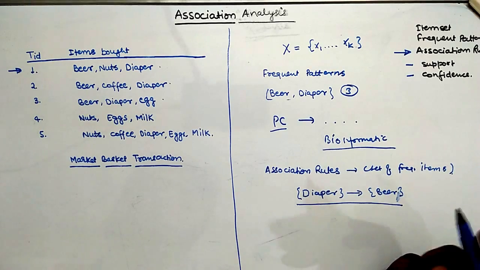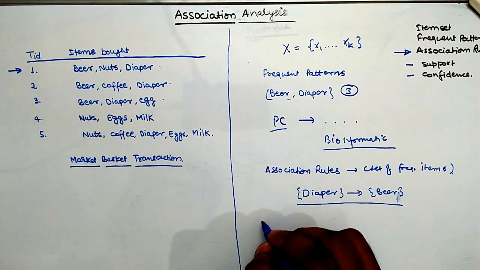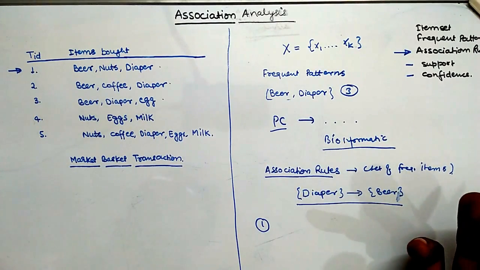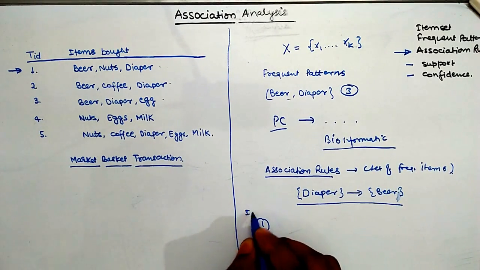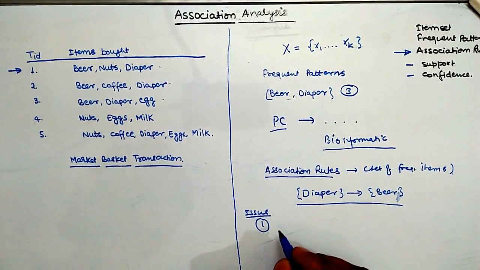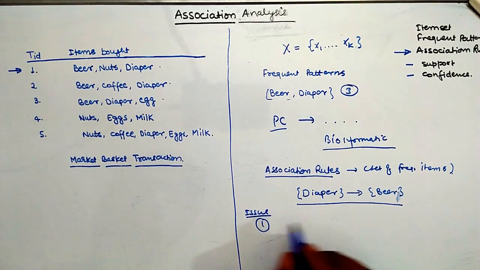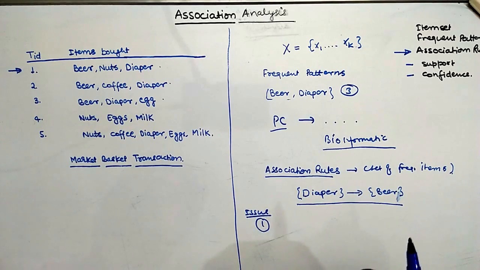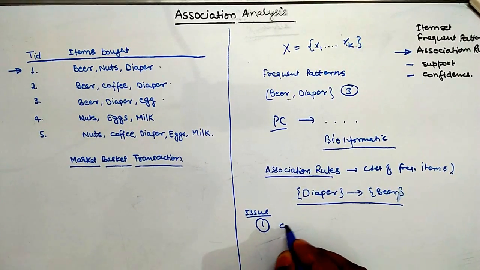So these are the association rules. Now there are two key issues in mining association rules, in finding the set of frequent items. The first issue is that discovering patterns from a large transaction data set can be computationally expensive, because the data set is very large.